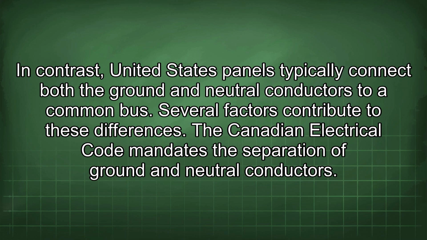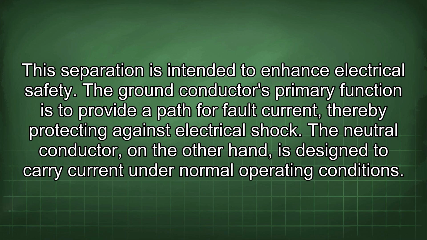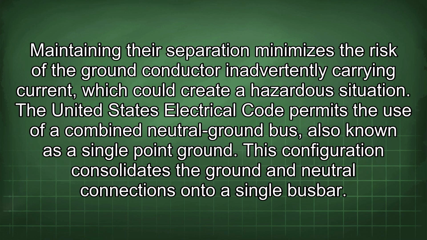In contrast, United States panels typically connect both the ground and neutral conductors to a common bus. Several factors contribute to these differences. The Canadian Electrical Code mandates the separation of ground and neutral conductors. This separation is intended to enhance electrical safety. The ground conductor's primary function is to provide a path for fault current, thereby protecting against electrical shock. The neutral conductor, on the other hand, is designed to carry current under normal operating conditions. Maintaining this separation minimizes the risk of the ground conductor inadvertently carrying current, which could create a hazardous situation.